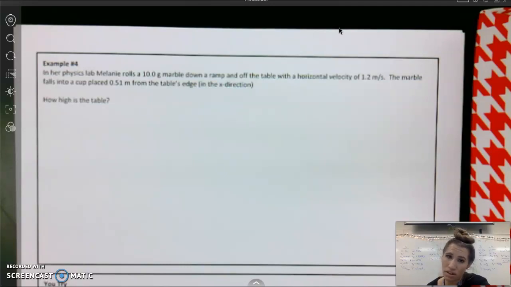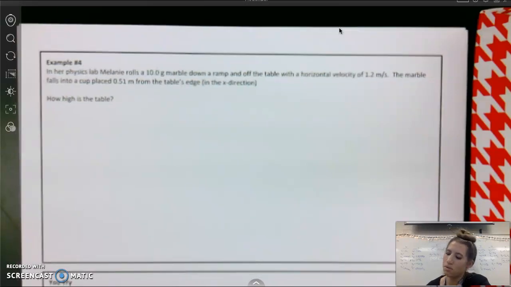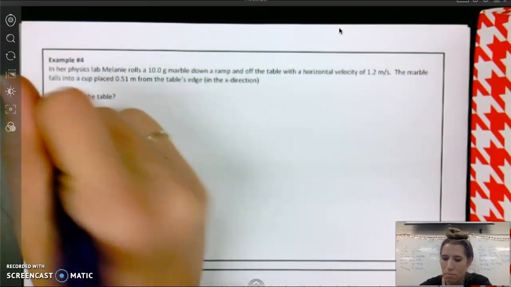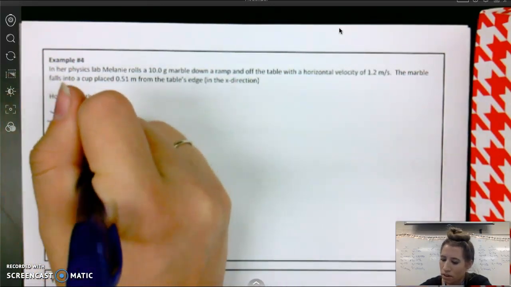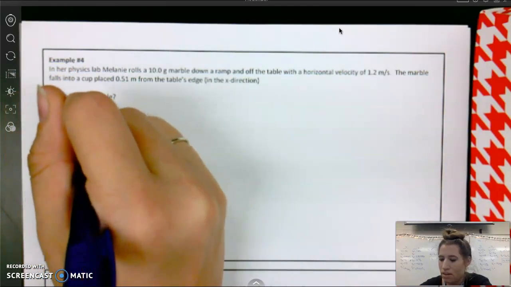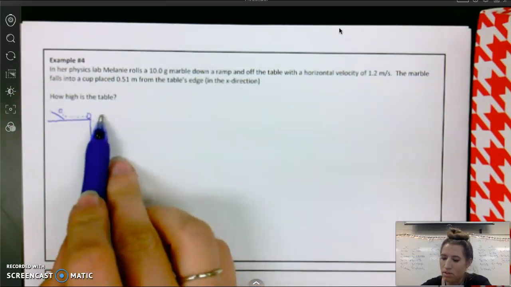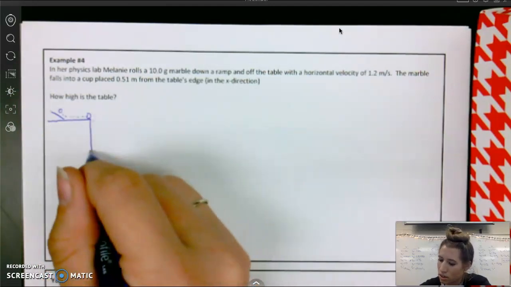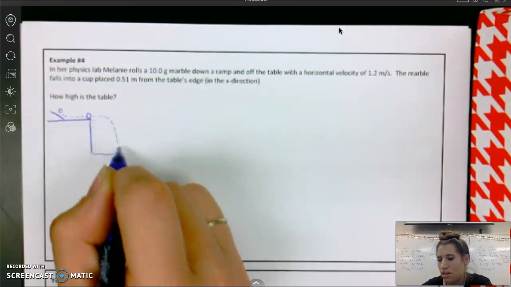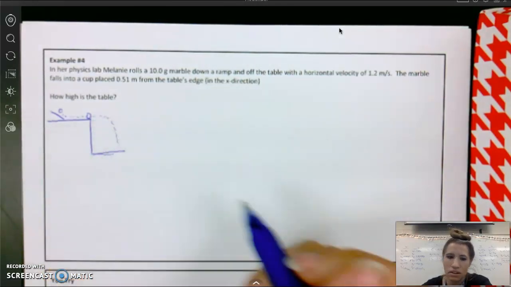Draw a picture, establish an origin, list your knowns and your unknowns. So here's our table. Here was the ramp that it started on. The marble was up the ramp and it rolled down the ramp. And when it leaves the table, the initial velocity is all in the x direction. And eventually, through parabolic motion, it's going to hit the ground.